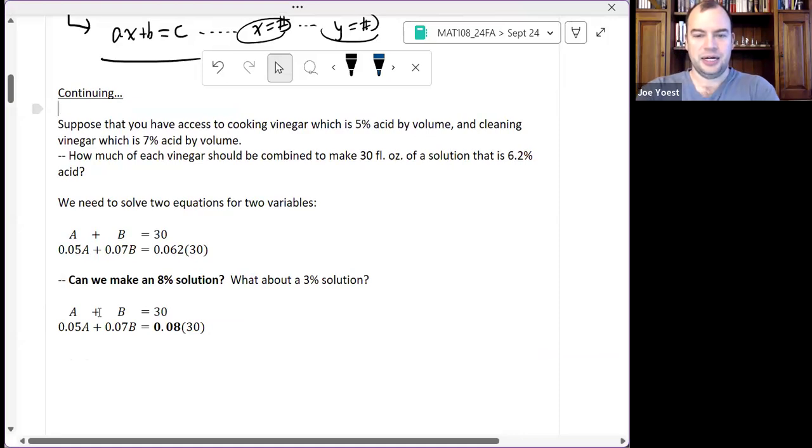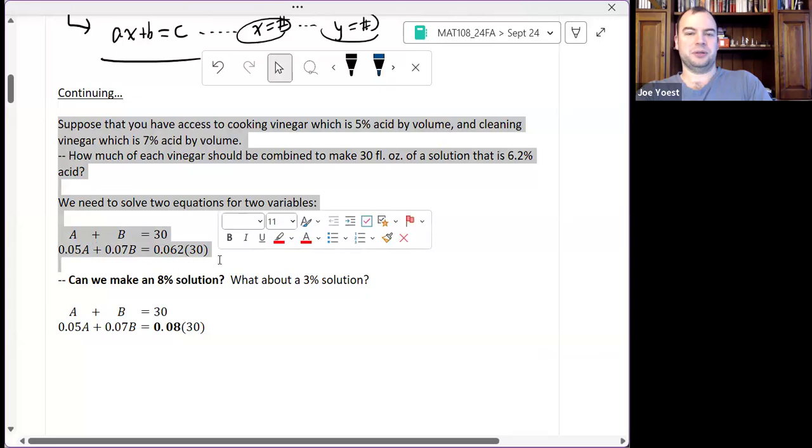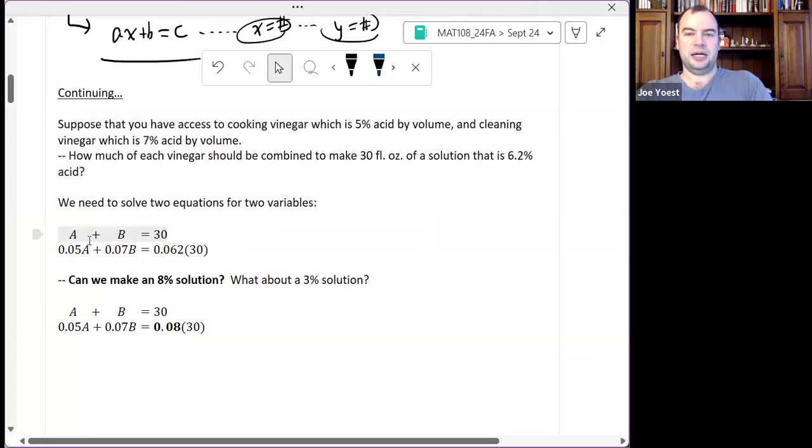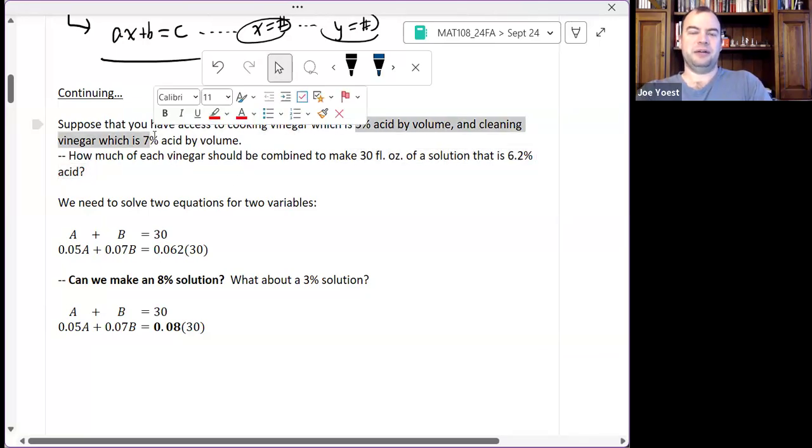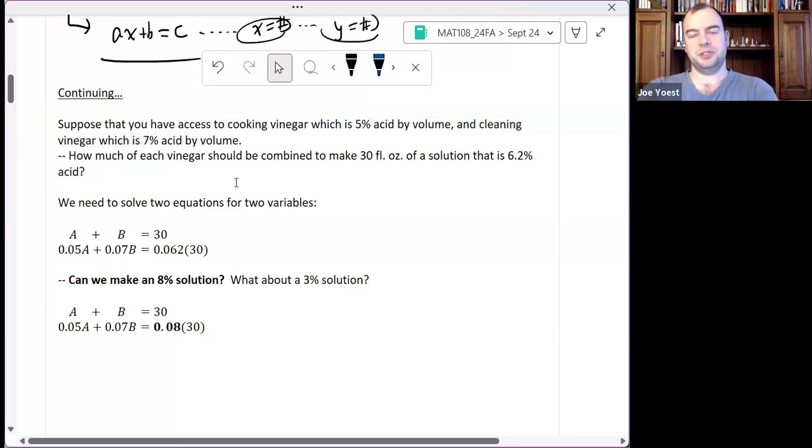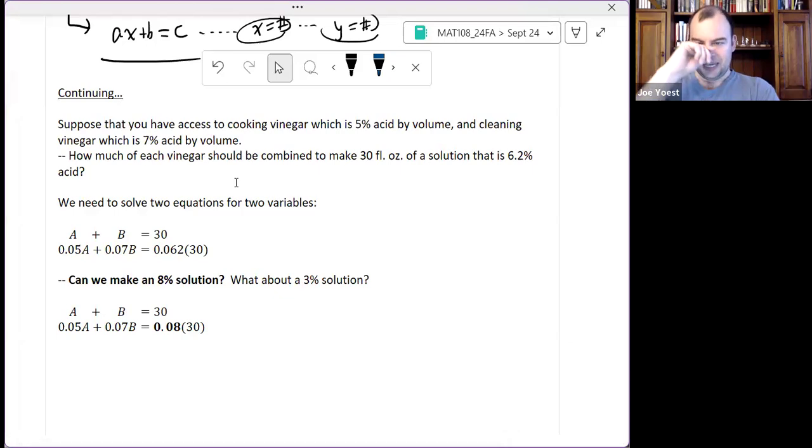Okay, so let's take a look at this. This is a problem that we worked through last time. We saw how much cooking vinegar, which is 5% acid by volume, and how much cleaning vinegar, which is 7% acid by volume, we needed to combine to make 30 fluid ounces of a solution that's 6.2% acidity. And that made sense because 6.2% is between 5 and 7%. So it kind of makes sense that we should be able to reach that acidity.